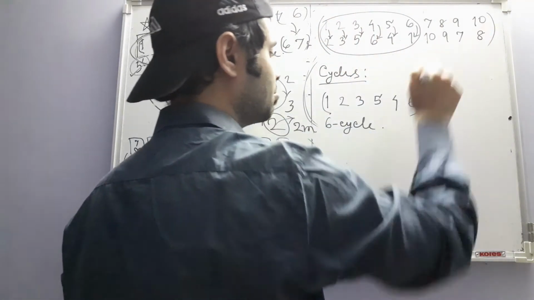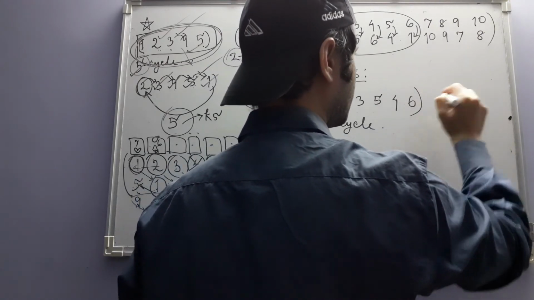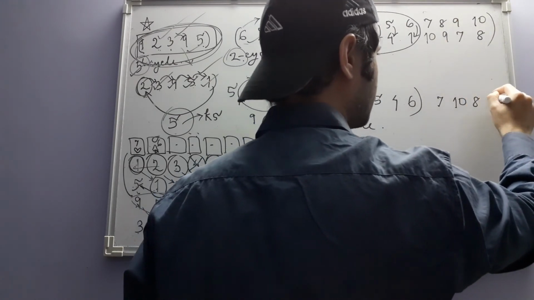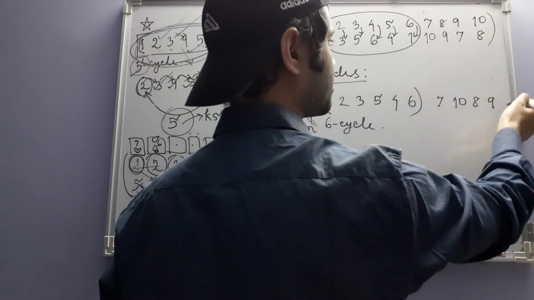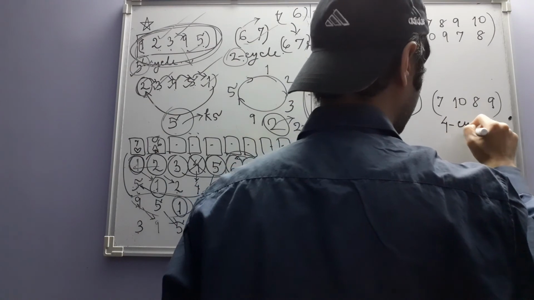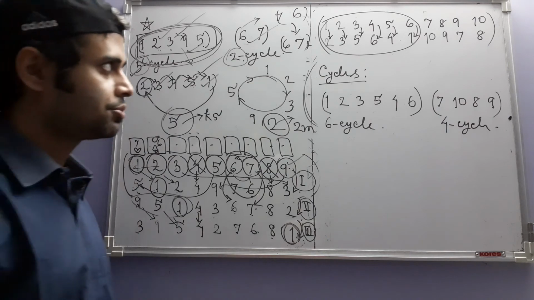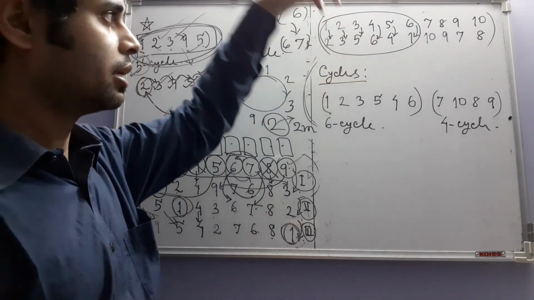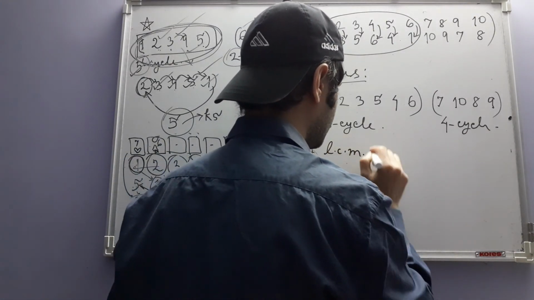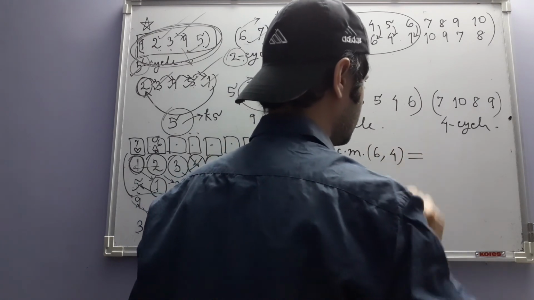So I have taken care of this part. Now I look at these symbols. So I start with 7. 7 goes to 10. 10 goes to 8. 8 goes to 9. Now 9 again comes back to 7. So this is another cycle, which is a 4 cycle. So the number of times we have to apply this shuffling technique to get back the initial arrangement is the LCM of 6 and 4, which is 12.